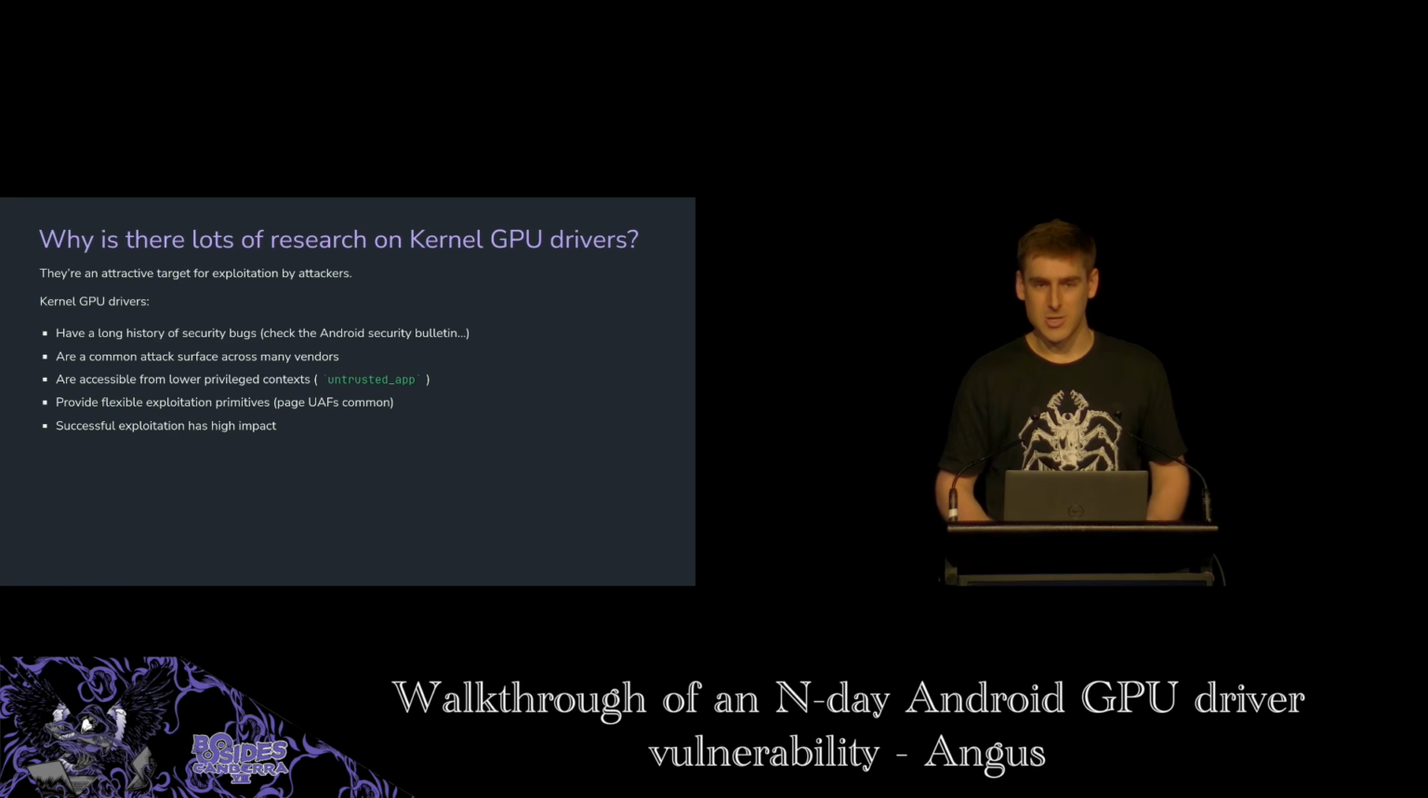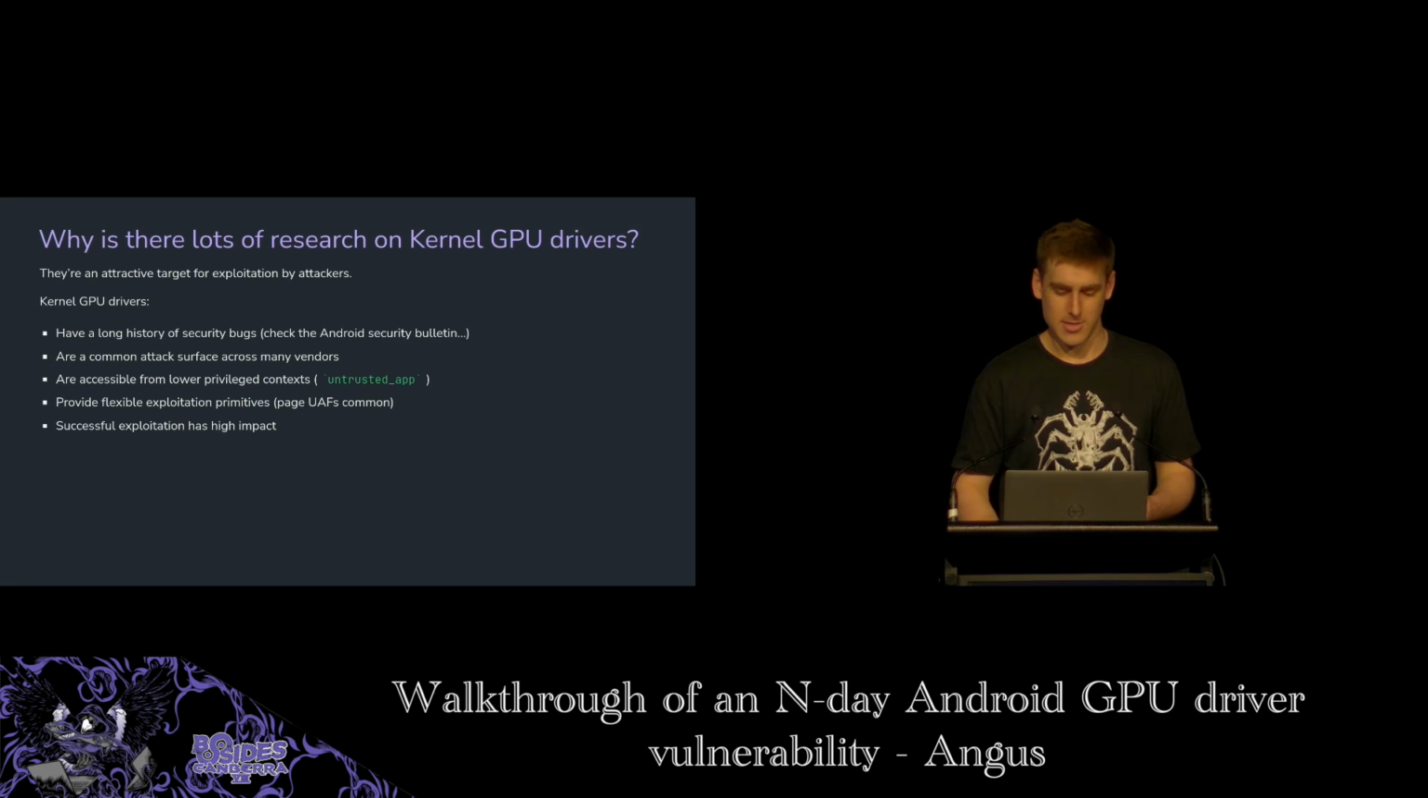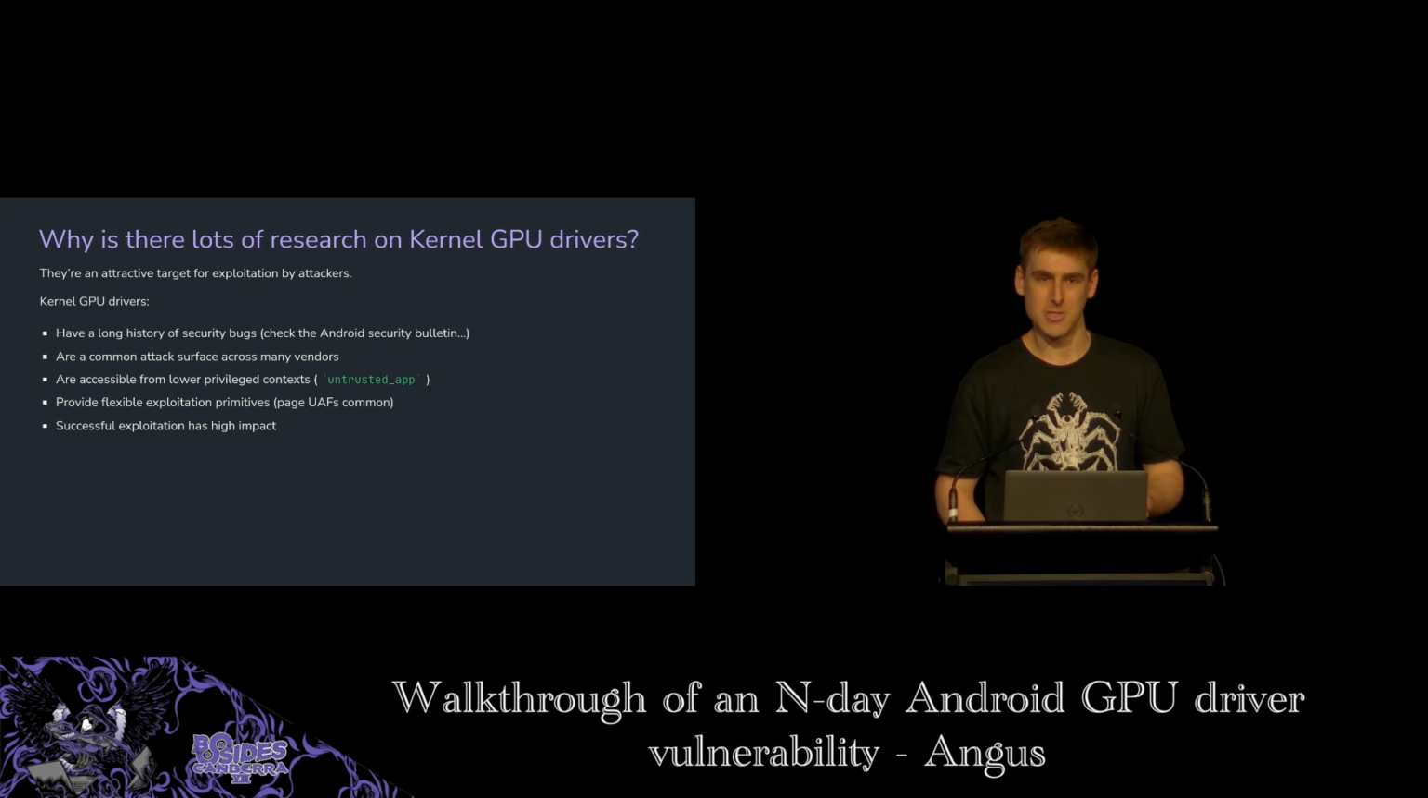The other thing is that because most applications need to use the screen, they need to be able to access the GPU. So it's accessible from an untrusted app, which is just your regular context for an Android app installed from the Play Store. The other thing about kernel GPU drivers is that the bugs that happen in them, such as page use after free, are really powerful exploitation primitives, which can make turning these into full exploits a lot easier.